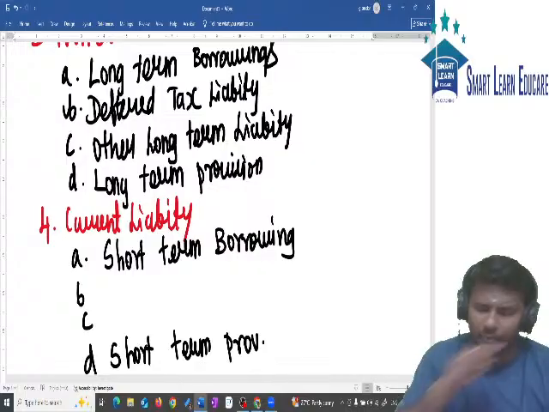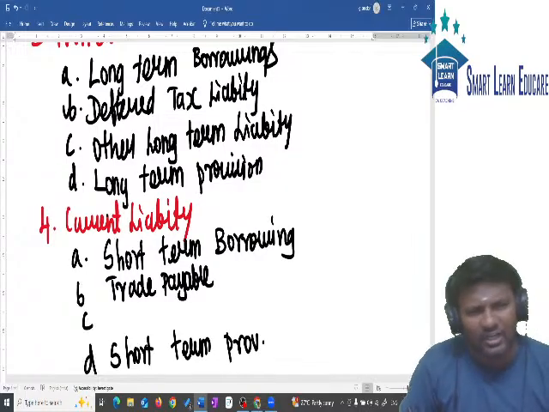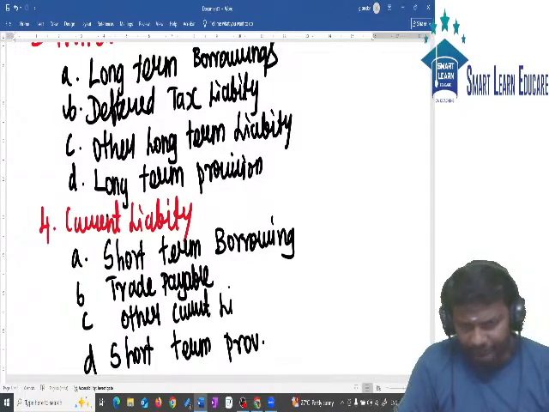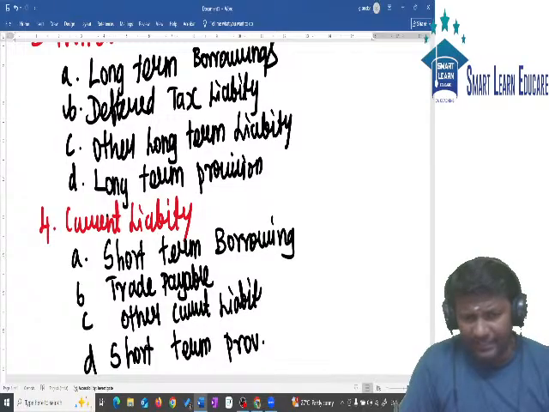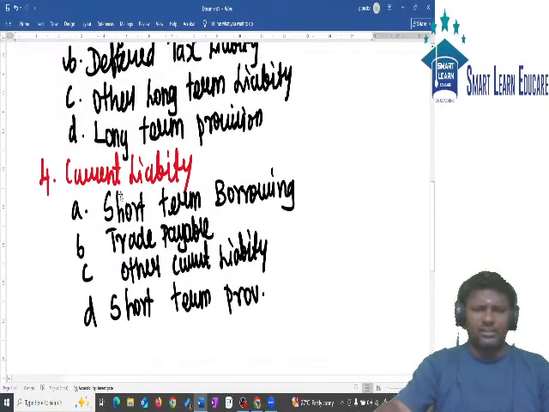Here long term provision, there short term provision. In current liability, the major thing is trade payables. Creditors, trade payables is nothing but creditors. All other things should be routed through other current liability. The major thing is the other current liability. Okay. Sorry. Next, with this, which side is completed?